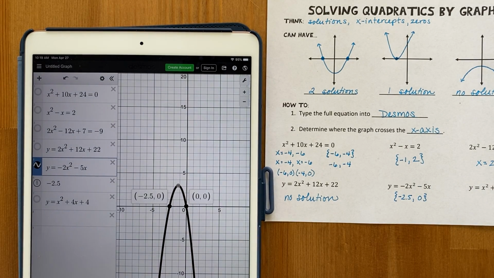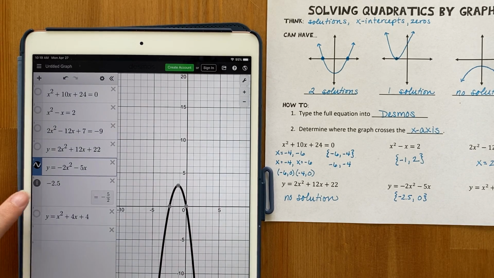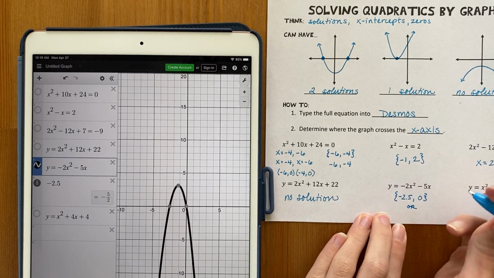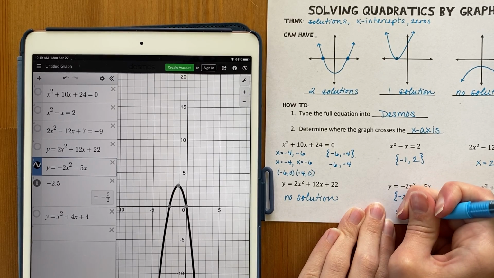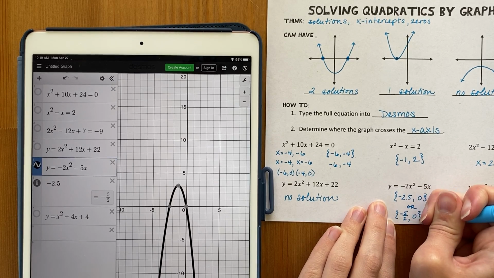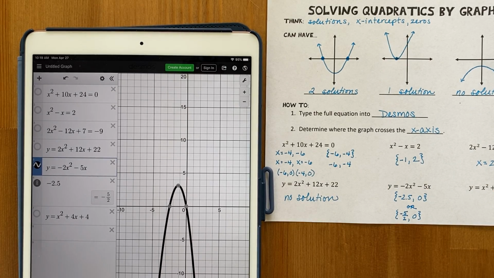You could write them as coordinates. Now, some people prefer the fractions, so I went ahead and typed in -2.5 here. If I hit that little fraction toggle, it can turn it to -5/2. So this is okay, or you can change it so that it looks like -5/2 and 0. Cool.